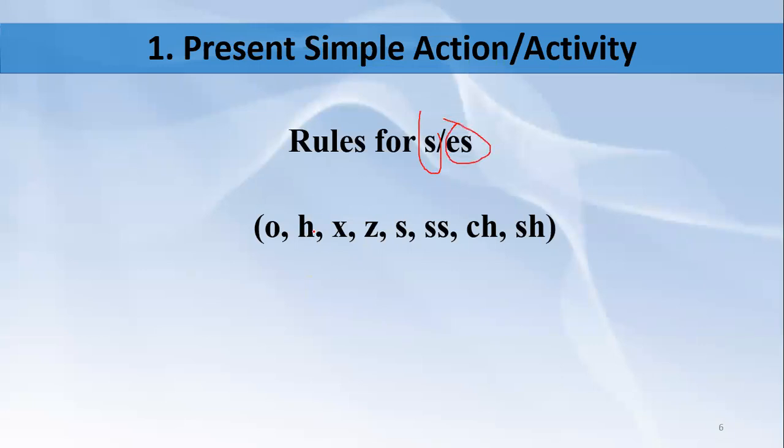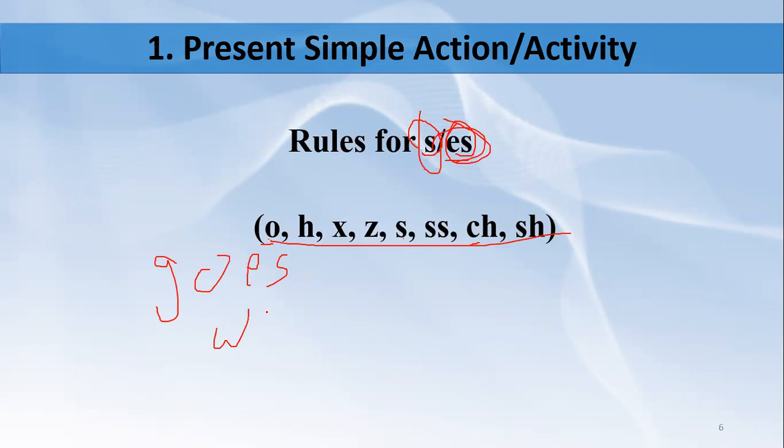So here is a simple solution. If there is a word which ends with any of these letters, O, H, X, Z, S, SS, CH, or SH, so if a verb ends with any of these letters, then you need to add es. Otherwise you need to add only s. For example, look at go. He or she go. We do not say he or she go, rather we must write goes. Since it ends with o, we have to add es and not s only. Goes. Similarly, wash.